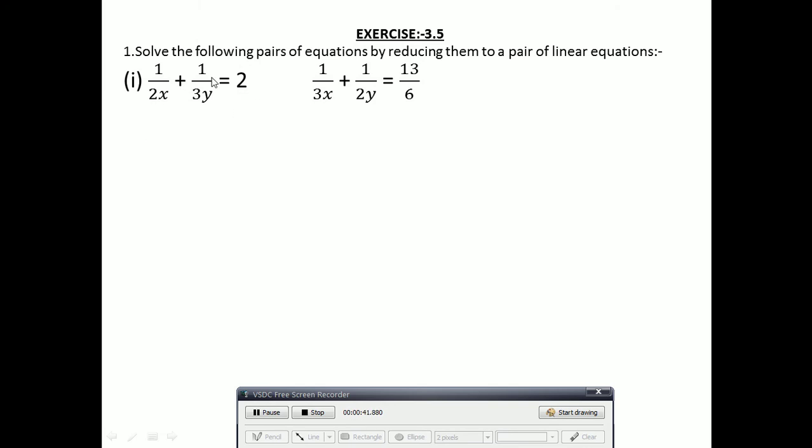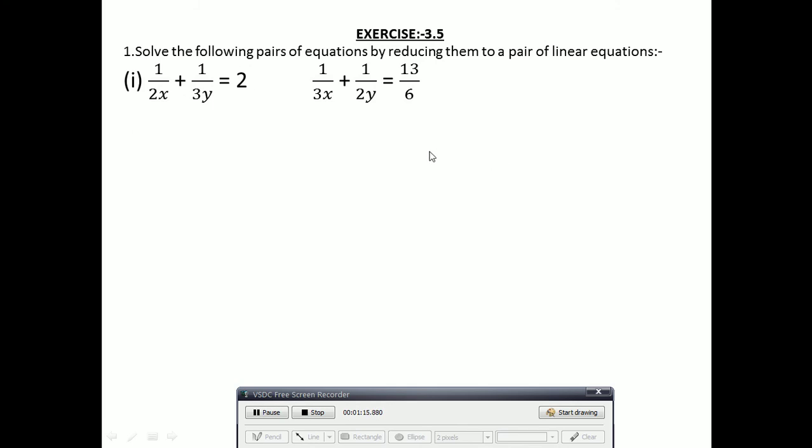1 upon 2x plus 1 upon 3y is equal to 2, and the second equation is 1 upon 3x plus 1 upon 2y is equal to 13 by 6. Students, these equations are not linear equations because the form of a linear equation is ax plus by plus c is equal to 0. That means variables cannot be in the denominator, and here variables are in the denominator. Is it clear? But these equations can be reduced to the form of linear equations.